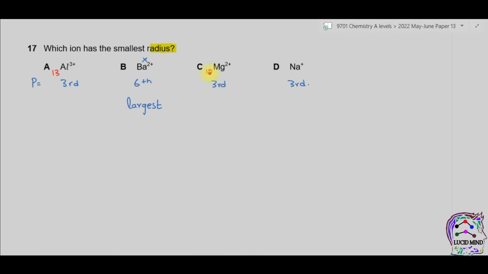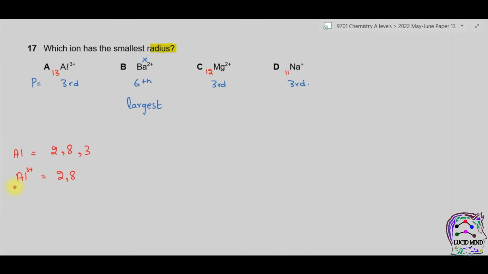For magnesium it is 12. For sodium it is 11. So 13: in the first shell we have 2 electrons, in the second one we have 8 electrons, in the third shell we have 3 electrons for neutral aluminum. Now when 3 electrons are lost, it becomes Al3+ and only 2 shells are left, 2 and 8.